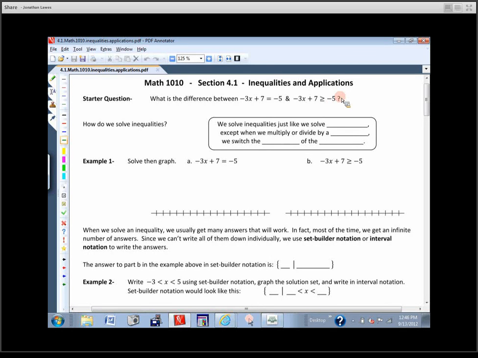So these have names though. If it's got an equal sign, what do we call it? So this is an equation. And this has a name also, called an inequality. Okay, so here they're equal, here they are unequal. Okay?